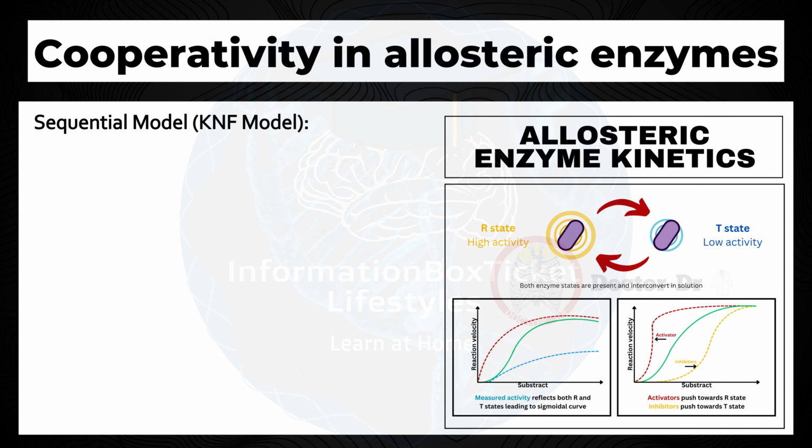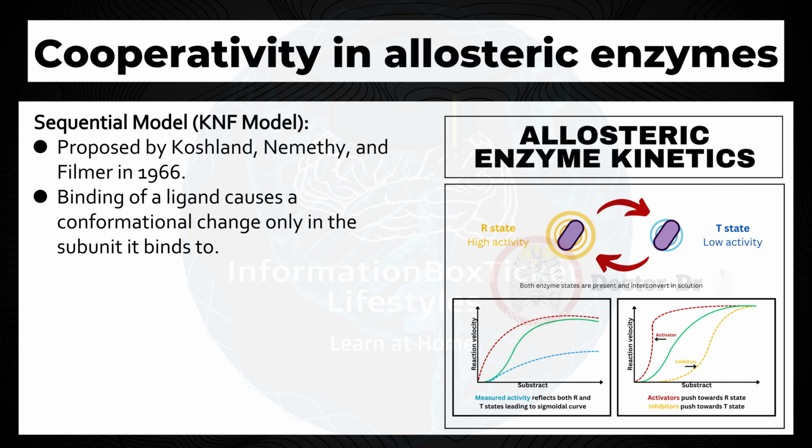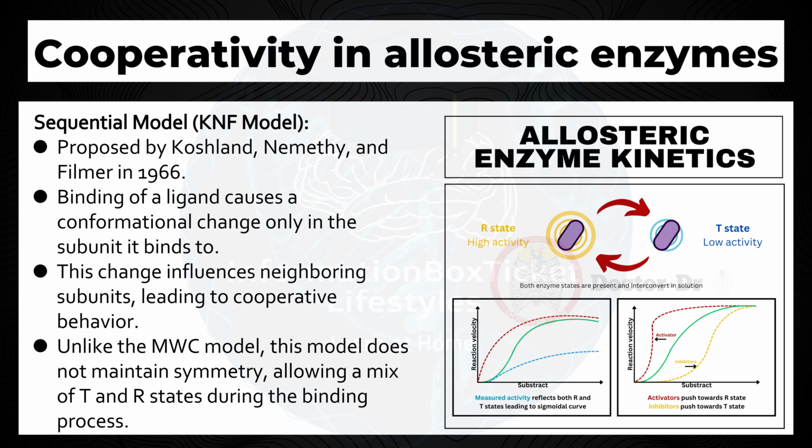Sequential model, KNF model, proposed by Koshland, Nemethy, and Filmer in 1966. Binding of a ligand causes a conformational change only in the subunit it binds to. This change influences neighboring subunits, leading to cooperative behavior. Unlike the MWC model, this model does not maintain symmetry, allowing a mix of T and R states during the binding process.